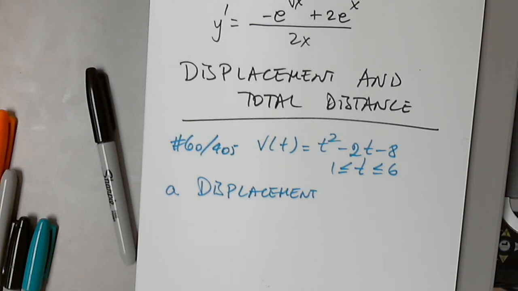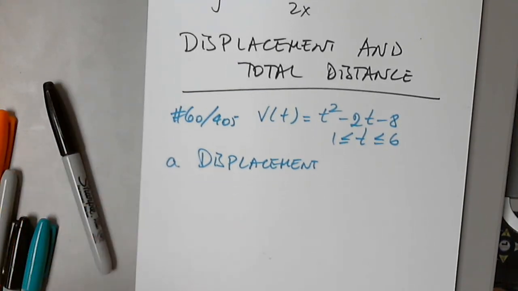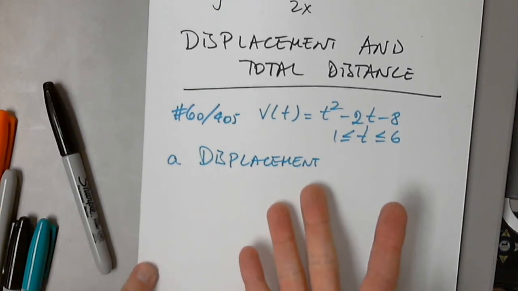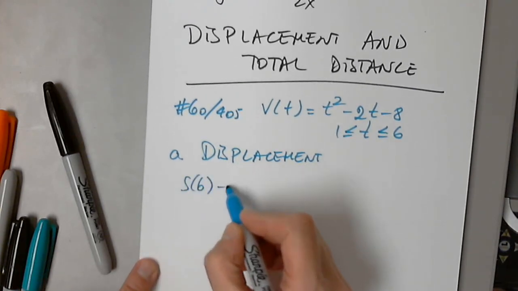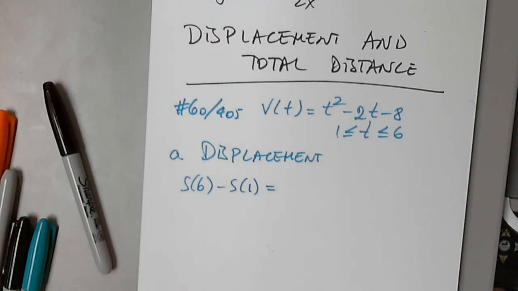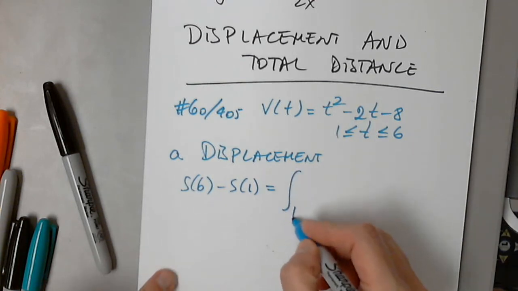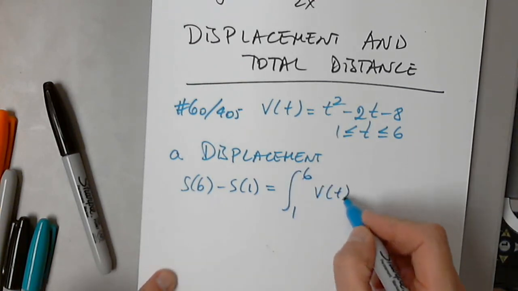In part B, with the total distance, we want to find the accumulated distance, regardless of which direction the particle is going. Okay. So for displacement, obviously, this is nothing else but s of 6 minus s of 1. Which, of course, is nothing else but the integral from 1 to 6 of v of t dt.